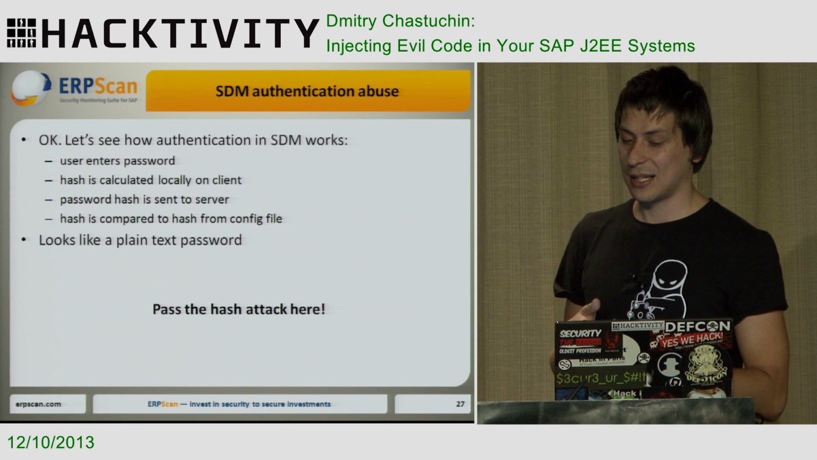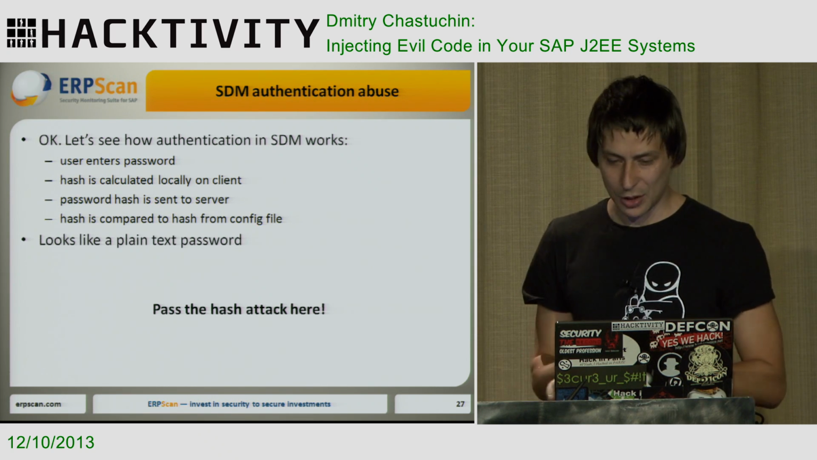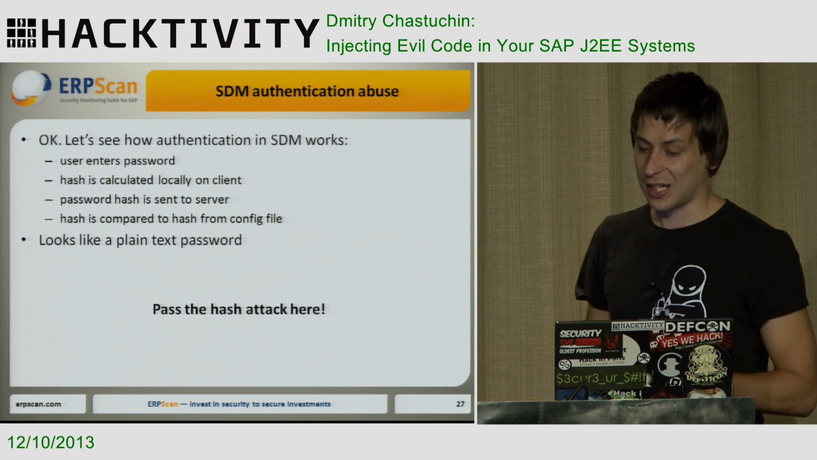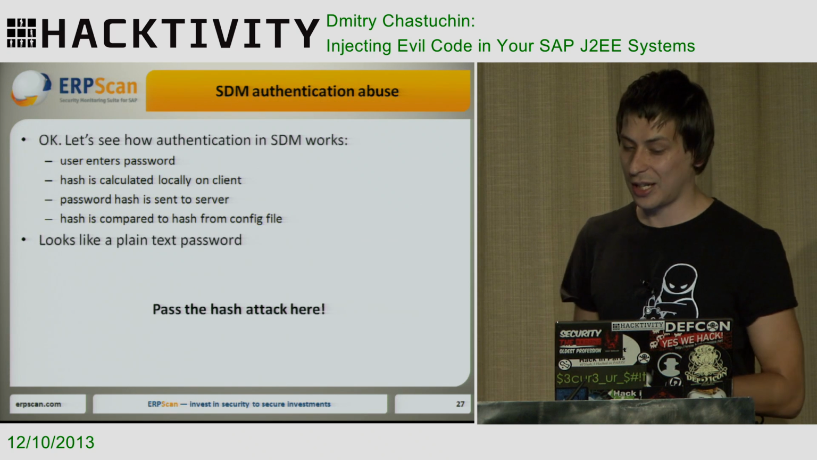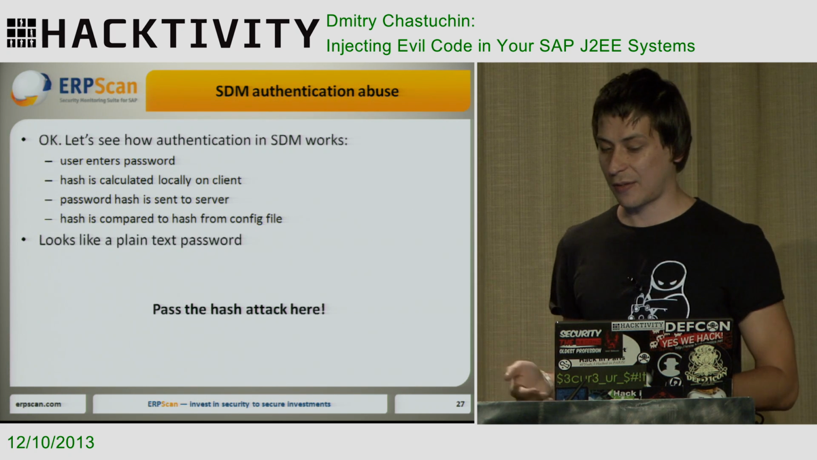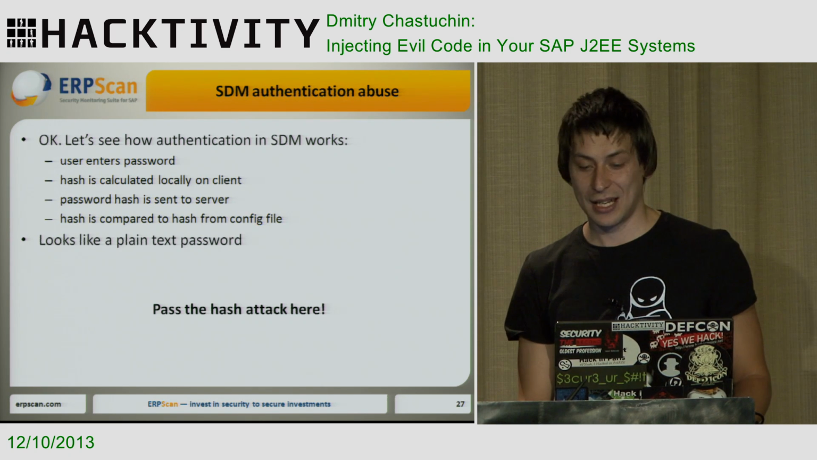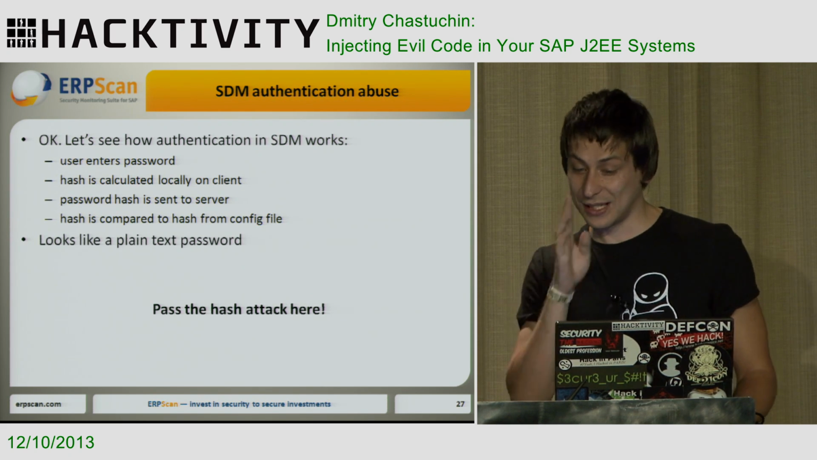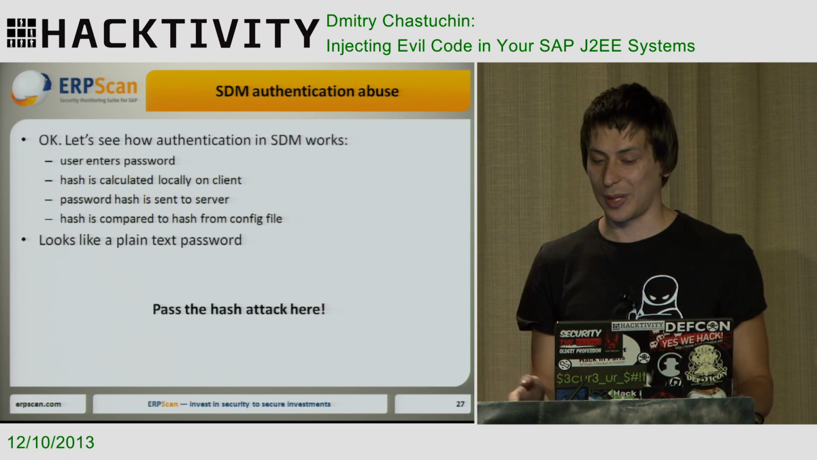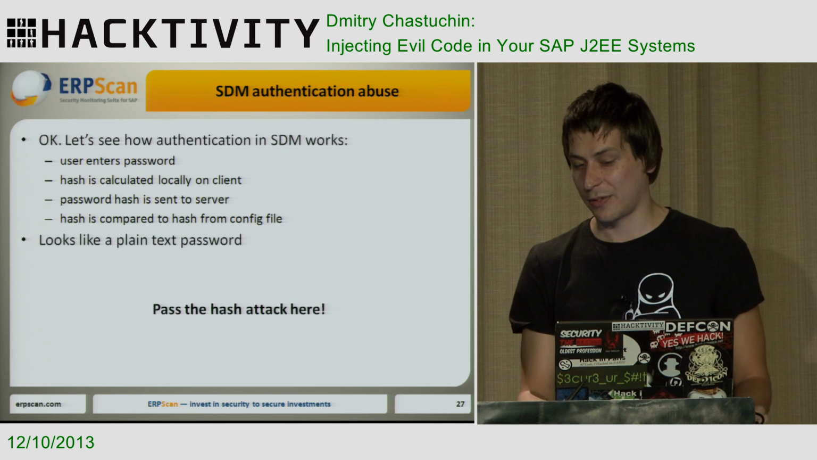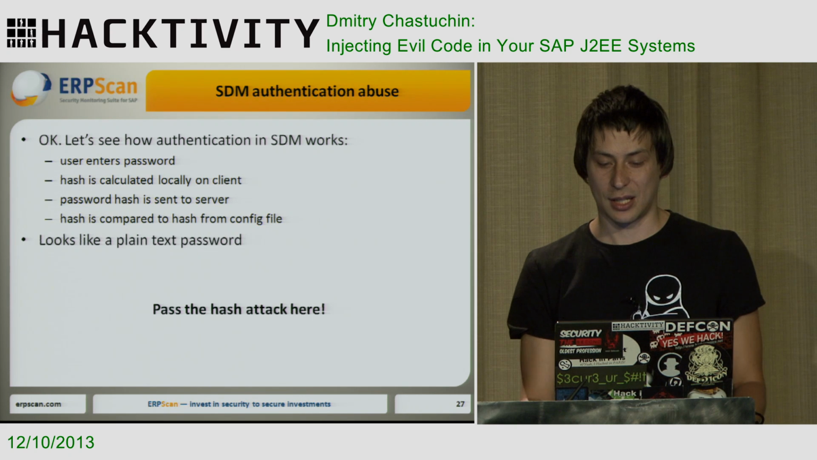It appears that SDM is sending to the server not the password when the user is typing it in the form, but the hash of the password. SDM calculates the hash locally and sends it to the server for authentication. On the server, this hash is compared with the hash from the SDM config file, and if they are the same, access is granted. It's like storing the plain text password in the text config file and sending the plain text password from the client too.